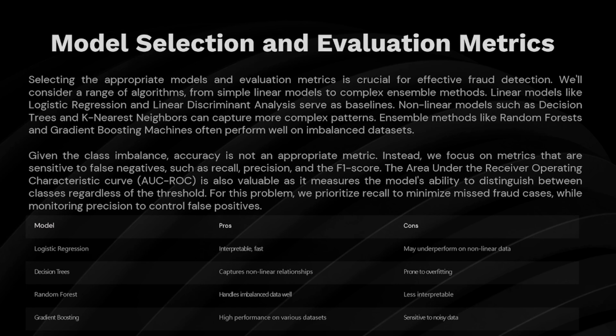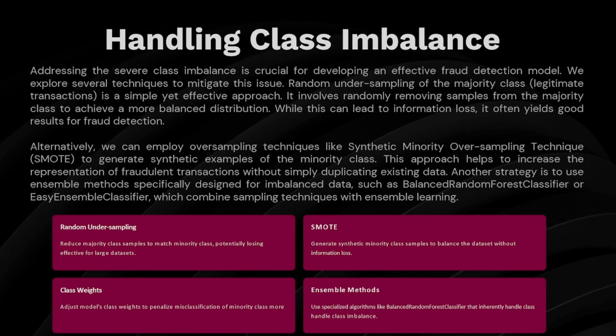Next, we will consider the model selection and evaluation. A range of algorithms are used, from simple models like logistic regression to more complex models like random forest and gradient boosting, which often perform well on imbalanced datasets. Given the high imbalance, accuracy isn't an appropriate metric. We may use precision, recall and F1 score to ensure sensitivity to both false negatives and false positives. Additionally, area under the ROC curve also helps us measure the model's ability to distinguish between fraudulent and legitimate transactions.